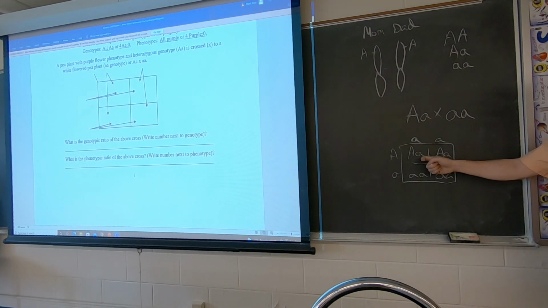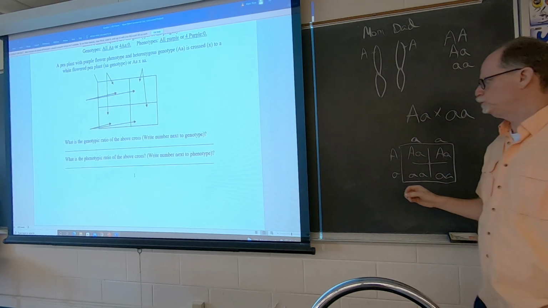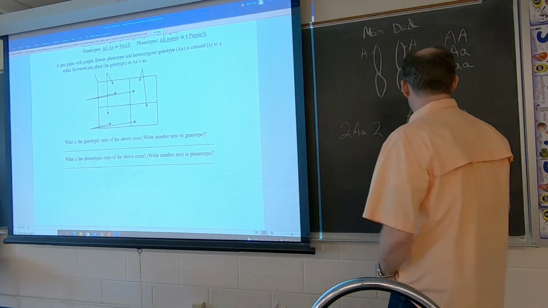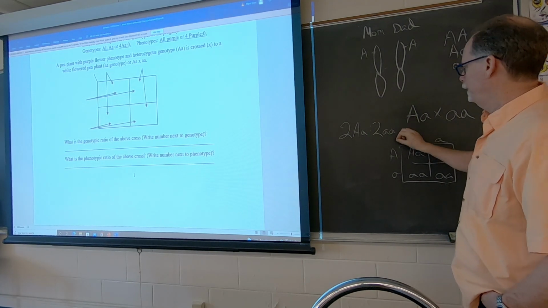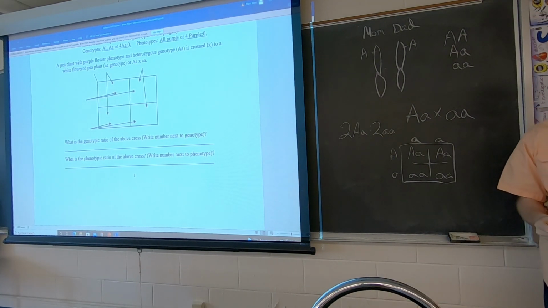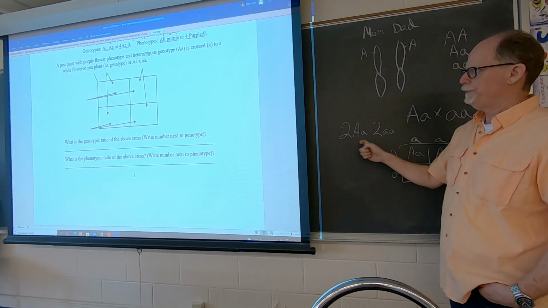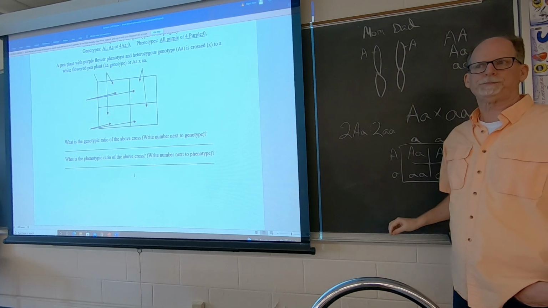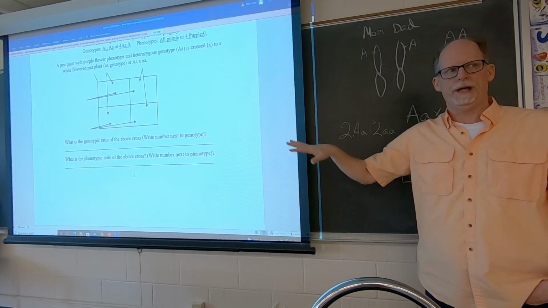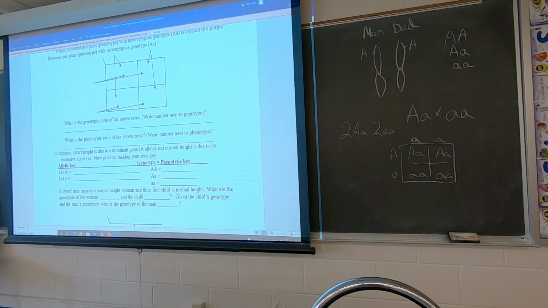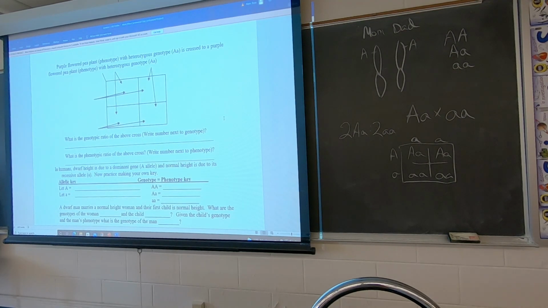You'd have the genotypic ratio would be 2 big A, little a's, to 2 little a, little a. That's the genotypic frequency. The phenotypic would be 2 purple to 2 white. But that's what that's asking you to do. And just by going through it, it kind of helps you learn the difference between phenotype and genotypes.